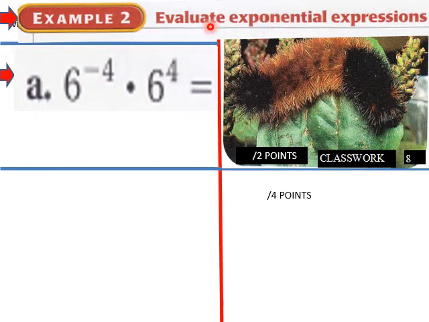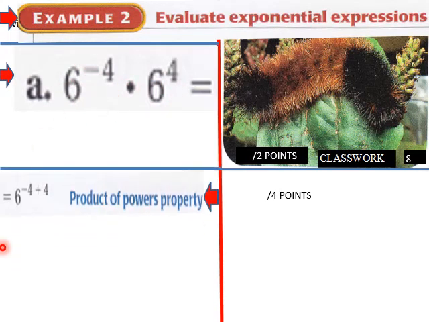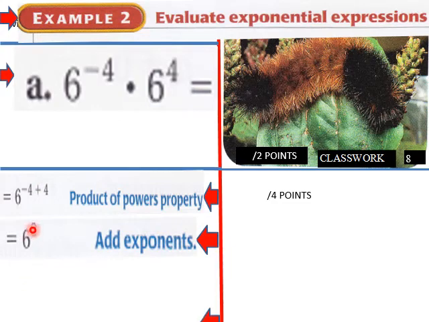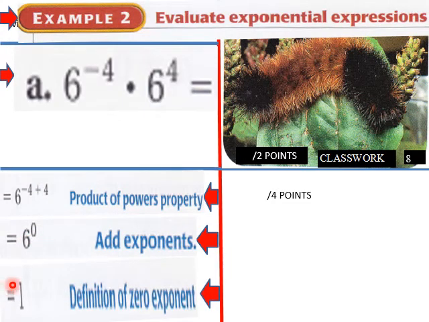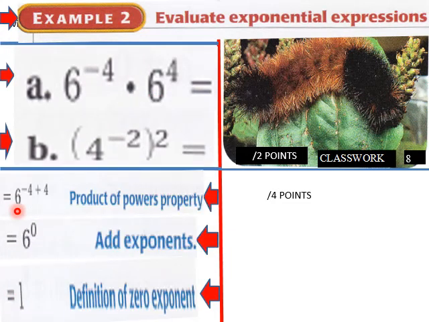Okay, example 2, evaluate these exponential expressions. We have 6 to the negative 4 times 6 to the 4th power. So we add now, product of powers property, 6 to the negative 4 plus 4, and we get 6 to the 0, which is 1. So this would be 1 up here.